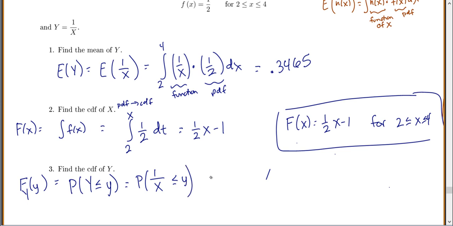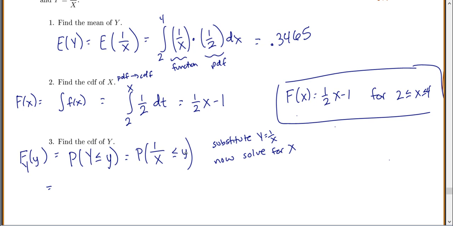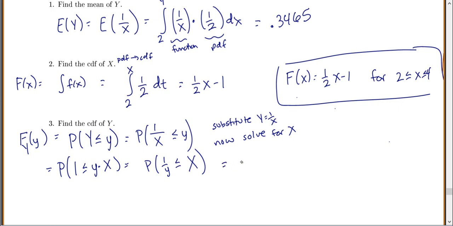And at this point, we substituted 1 over x for y, or y equals 1 over x. Now solve for x. So just keep going. Remember, it isn't an inequality. We want to solve for x. Notice our x's are always positive, so we don't have to worry about our signs switching if we're multiplying or dividing by a negative. So I'd multiply both sides by x, so we have 1 is less than or equal to y times x, or I now divide by the y, so we have 1 over little y is less than or equal to capital X. And this is equal to the probability that capital X is greater than or equal to 1 over y.